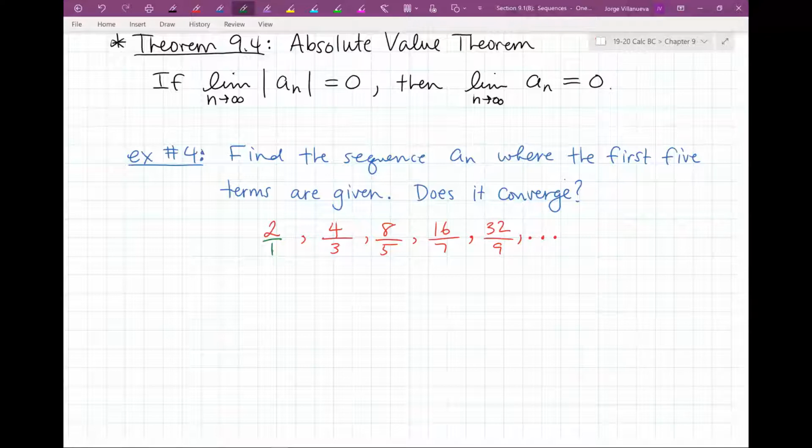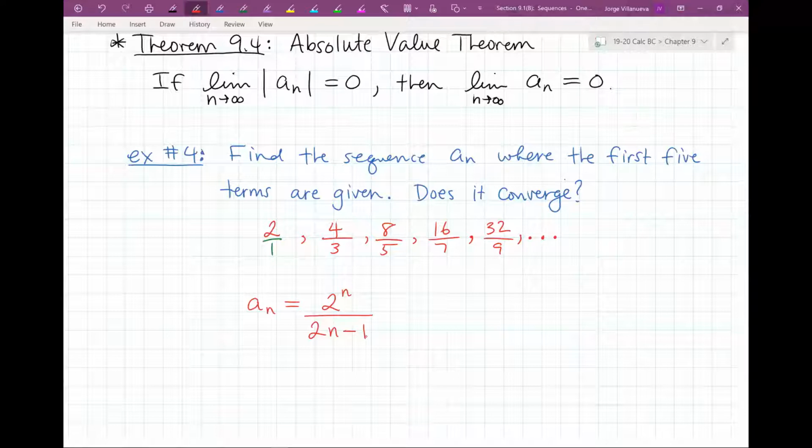All right, so you said you had it. What do you think it is? What's your A sub n? So I put 2 to the n over 2n minus 1. All right, so that's good. That's exactly what we want. 2 to the n over 2n minus 1. So there's my A sub n. We found the sequence. Great. And they say, does it converge?